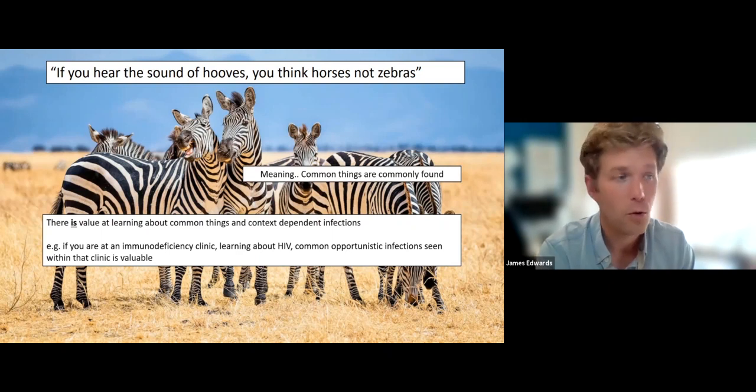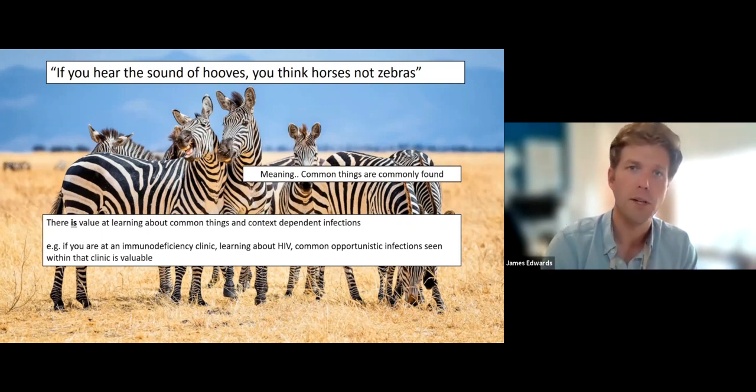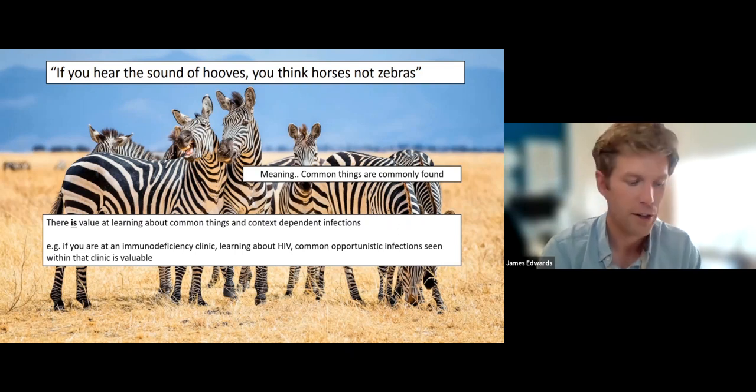The same is true for context-dependent infections. So if you're on a respiratory placement, learning about common respiratory tract infections is always going to be useful.